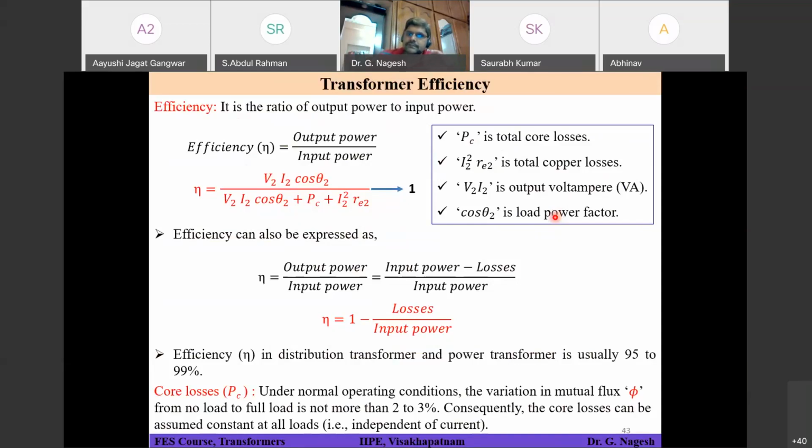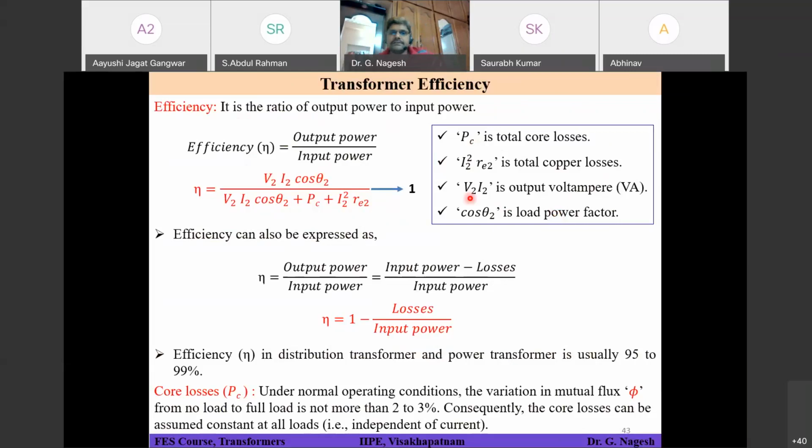Okay, it's a general formula. The current flowing in the secondary winding depends upon the load, how much you have connected. Accordingly some current will flow. When that current is flowing, that current squared into RE2 is the total copper loss in the transformer. But it may not be the rated copper loss. It will be the rated copper loss only when I2 equals I rated. So that difference you should understand.